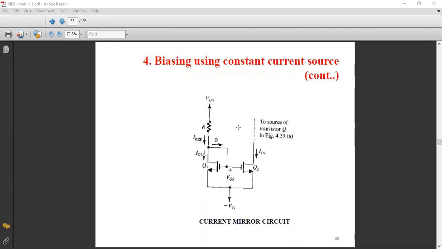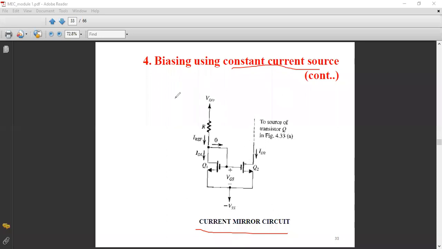So this is the current mirror circuit. Actually, the current mirror circuit is a special case of current source. It is a special case of constant current source that will satisfy certain conditions. Only upon satisfying those conditions will the current source be called a current mirror circuit. Again, I am repeating, current mirror circuit is a special case of constant current source. Upon satisfying certain conditions and constraints, you can call the current source a current mirror circuit.